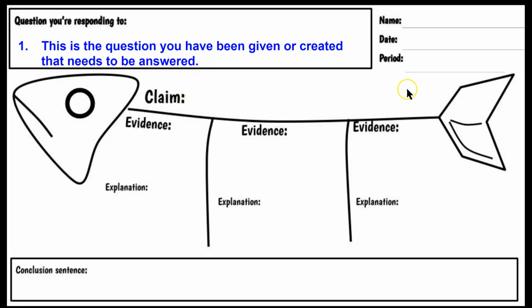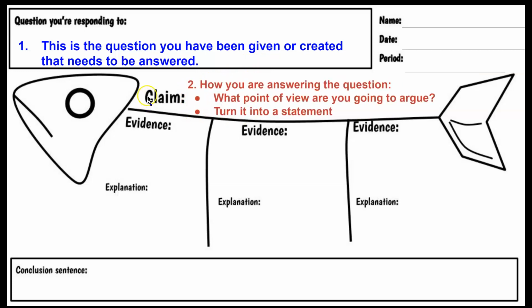Then you have to develop your claim. You're going to write out your answer to the question based on your research. So identify what point of view that you're trying to argue, and then you're going to turn this into a statement. This has to be a complete sentence. A one-word answer is not a claim. It's a full sentence. Then you're going to have to provide evidence.